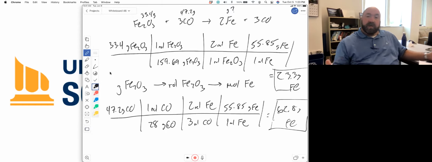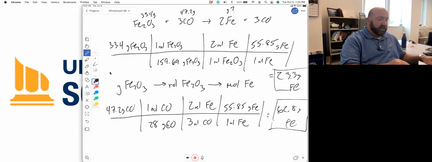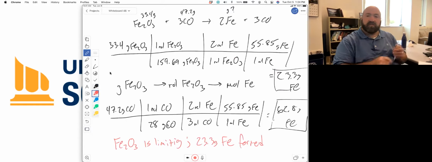When you do problems in this way, you just recognize that the absolute most iron we can make is our 23.3 grams, because that's as much as we can make based on our starting amount of iron 3 oxide. This tells us that the Fe2O3 is our limiting reagent, and that 23.3 grams of iron are actually formed. And so that's our first method.